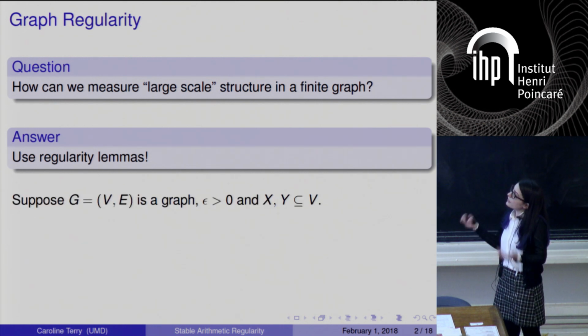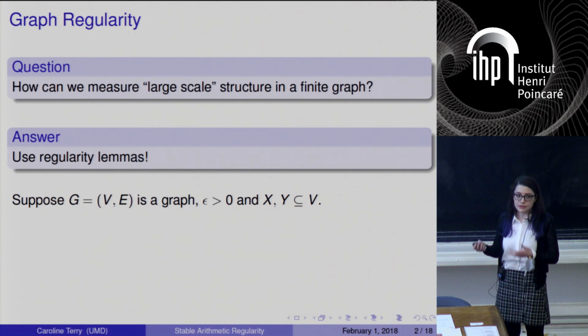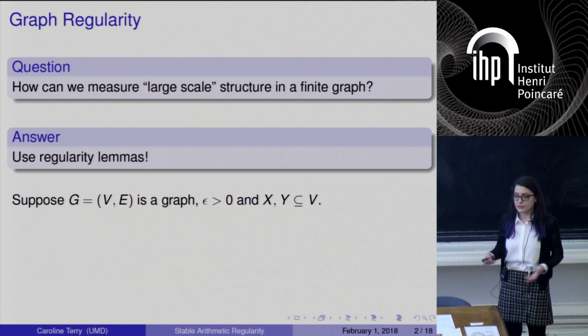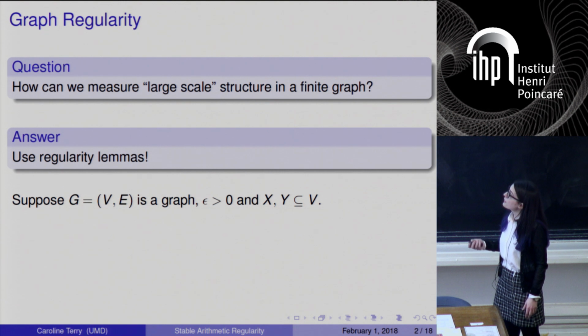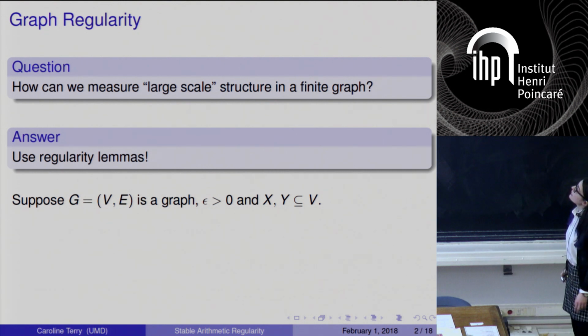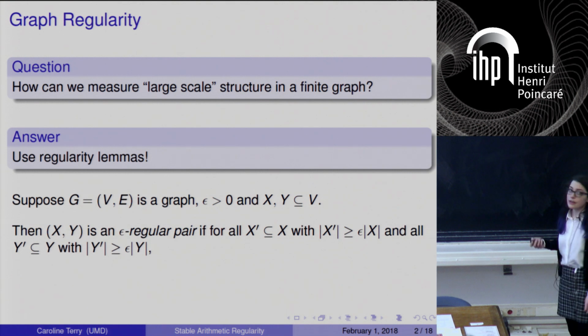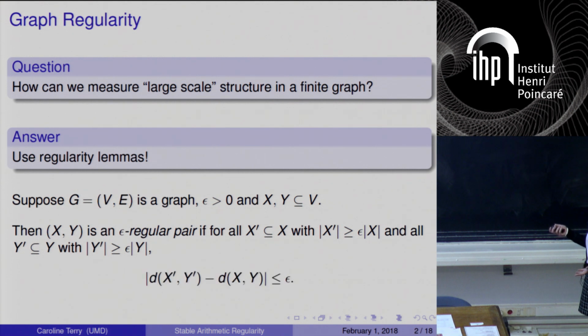Now I'm going to give you a couple definitions, and then I'm going to state Szemerédi's regularity lemma in the graph setting, even though I know most of you have seen this already this week, but we're going to do it again. Suppose G is a graph, and epsilon is some number bigger than 0, and I take a pair XY of vertices from the vertex set V. Then I say the pair XY is epsilon regular if for every X' contained in X, which is at least an epsilon proportion of X, and every Y' contained in Y, which is at least an epsilon proportion of Y, you get the following inequality.